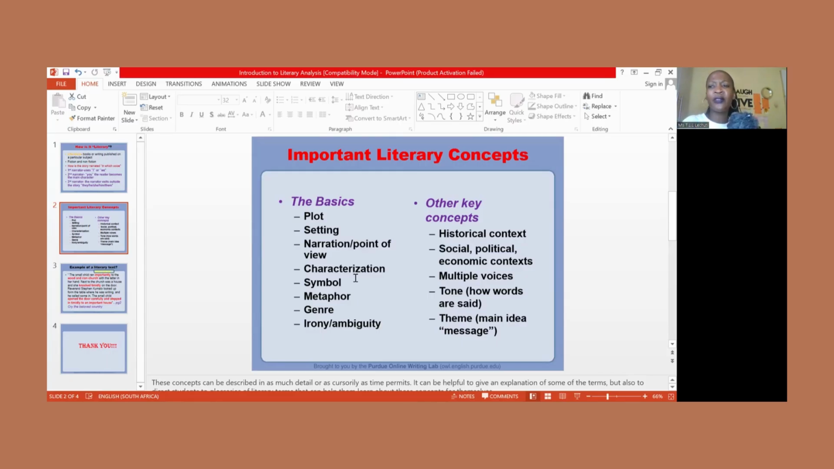this character, I think he's very mean. I think he's very sarcastic. I think he's very compassionate. But then you must be able to give us evidence as to why you say this character is compassionate. Why do you say this character is angry? You rely heavily on how the author presents those characters to you.